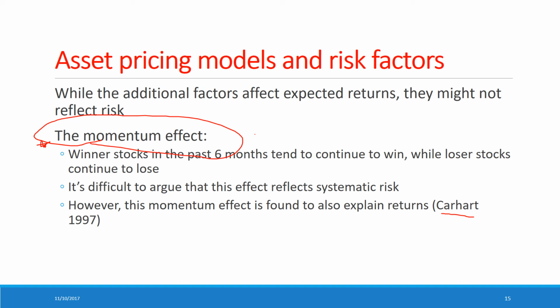So by this finding, Carhart argues that yes, additional factors might explain returns better than a CAPM model, but they are not consistent with a risk argument, right? It could be irrational. It could be irrational factors that could also be priced.